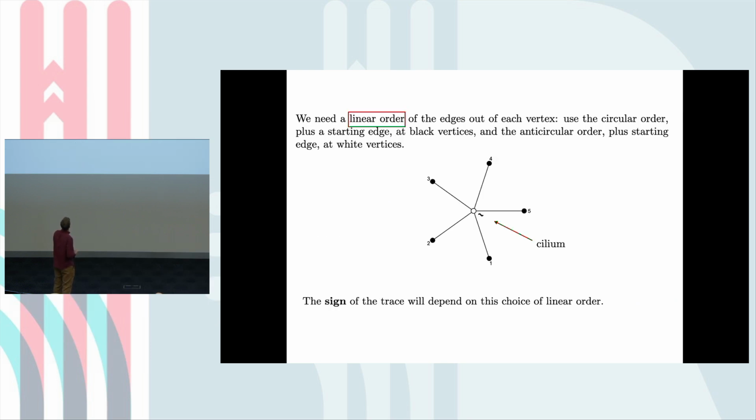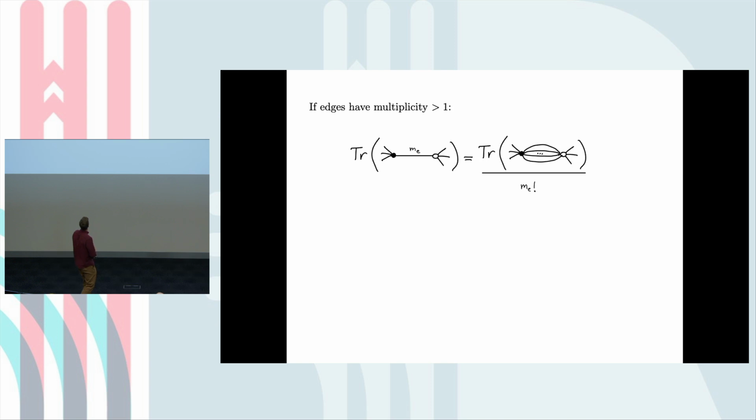Let's ignore, well, okay, so you do need to worry about the order, not just the cyclic order. So we put that little mark, that little tilde there, that indicates where the cyclic order starts. And the order at a black vertex and the order at a white vertex are, one goes counterclockwise, the other goes clockwise. Let's ignore that part for now.